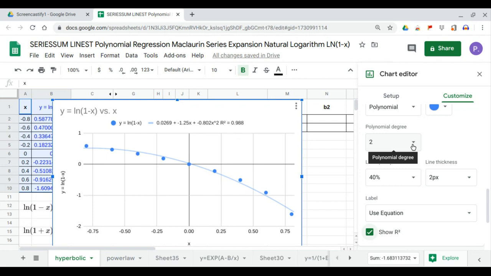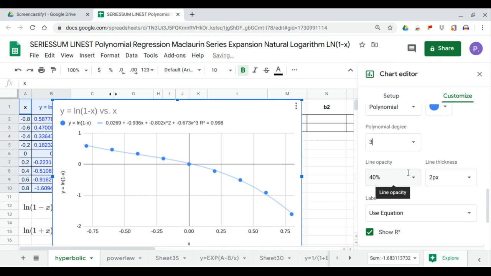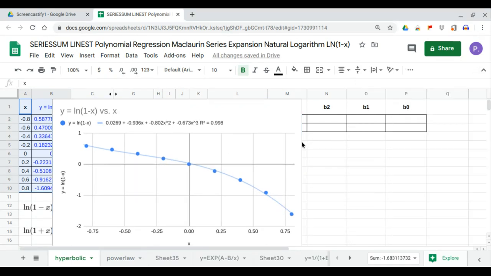Let's increase that to the third degree. R squared is 0.998. So we better use the third degree, 0.998. It's very close to 1. So we regress it to the third degree in polynomial regression.